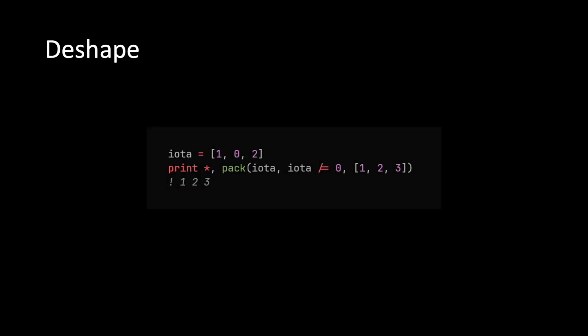So here I create a mask. We've got a 3-element array and I unpack it into another 3-element array. So the pack intrinsic in Fortran doesn't just deshape, but it also can filter and replace values. So in this case, the 0 of iota gets filtered out and we pull the last element from the fill array at the end of this pack call into the output array.